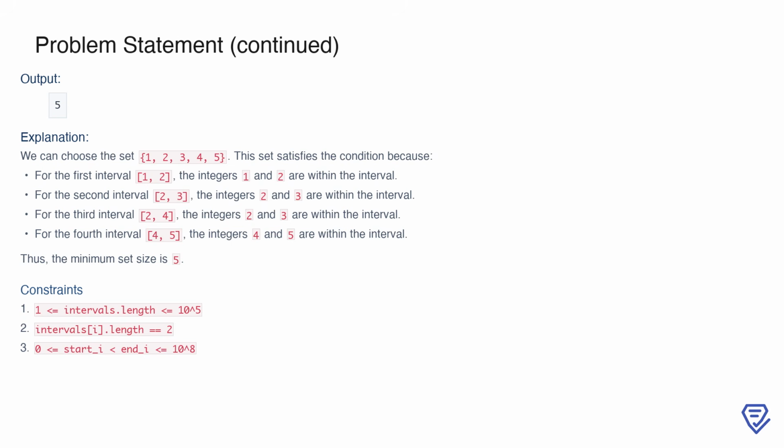Let's verify. For the interval [1,2], the integers 1 and 2 are valid. For [2,3], the integers 2 and 3 work. For [2,4], the integers 2 and 3 also satisfy the condition. Finally, for [4,5], the integers 4 and 5 are valid. Since all intervals are covered, and no smaller set can meet the requirements, the answer is 5.